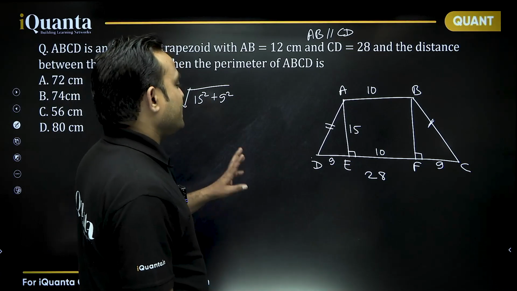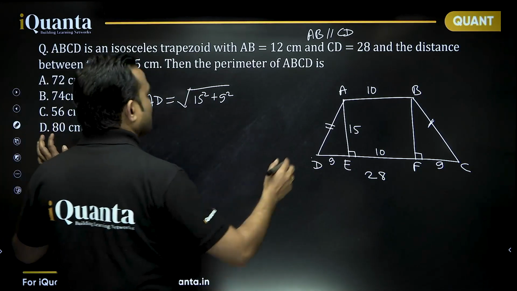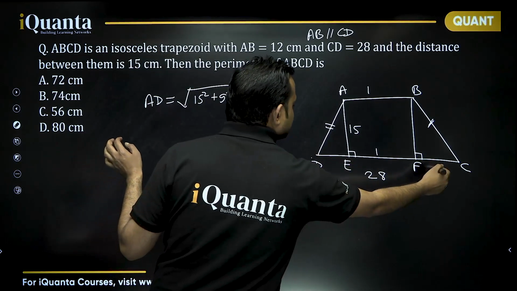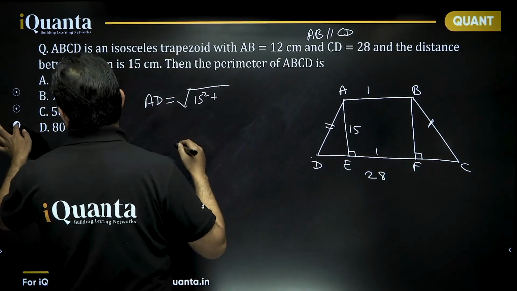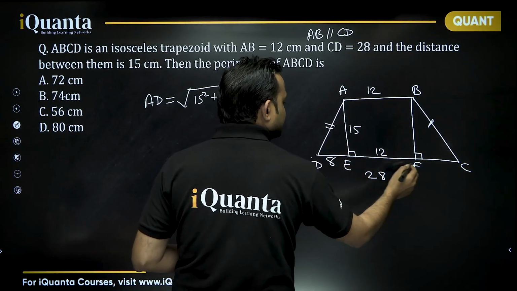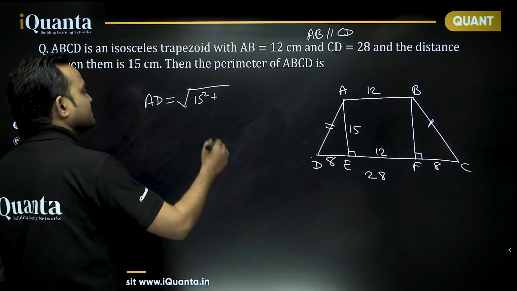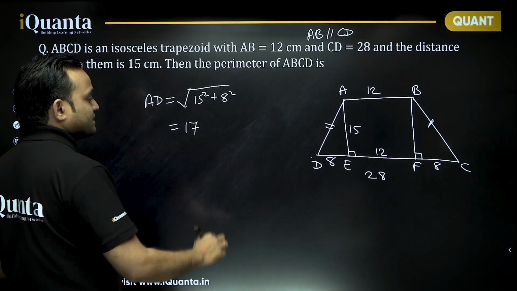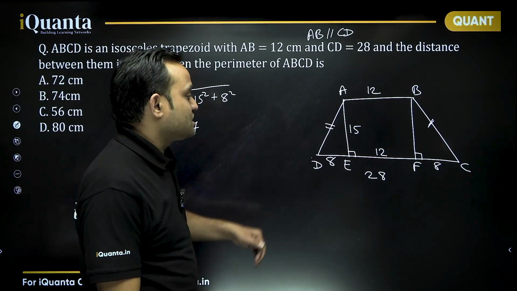Okay, it's given that AB is equal to 12, right? So let's put it 12 here. So in that case, these lengths will be different. If this is 12, this is also 12, and these two will become 8 and 8. So 15 square plus 8 square, this is equal to 17. So AD is equal to 17.